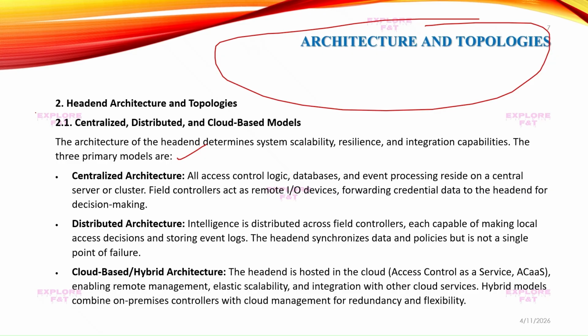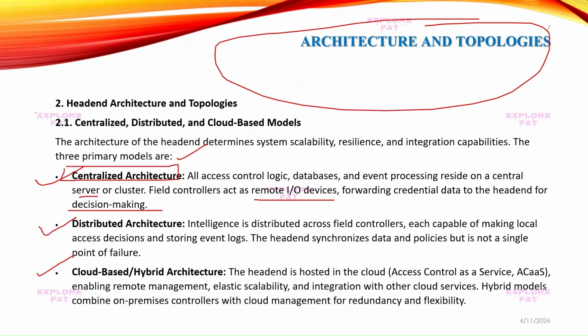So this will be categorized into three models. First is centralized architecture, second is distributed architecture, and third is cloud-based, or hybrid, architecture. Centralized architecture means all access control logic, databases, and event processing reside on a central server. There will be one central server or cluster, and field controllers act as remote IO modules, forwarding credential data to the head-end for decision making. So this is centralized, it's easy, no need to discuss further.